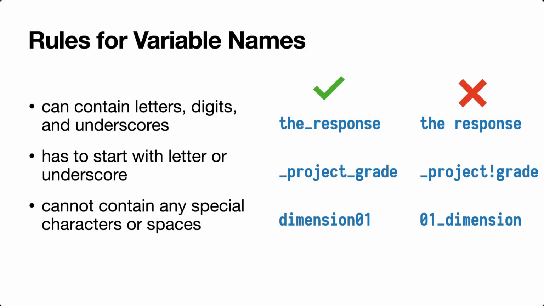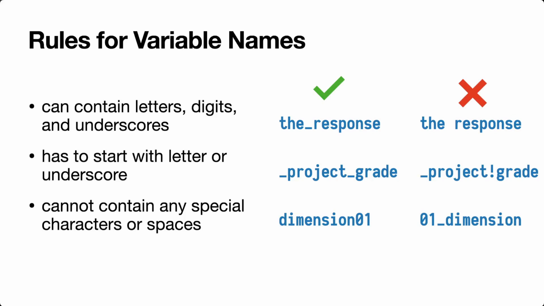Now, there are a few rules for variable names that you should keep in mind. First, a variable name can be composed of letters, digits, and underscores. However, it must start with a letter or an underscore, and it can't contain any special characters or spaces. As much as we might want to put spaces, because it makes sense or it might be how we write an essay or some other paper or blog post, we can't put spaces in our variable names.